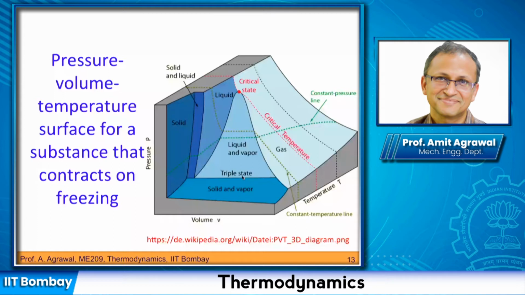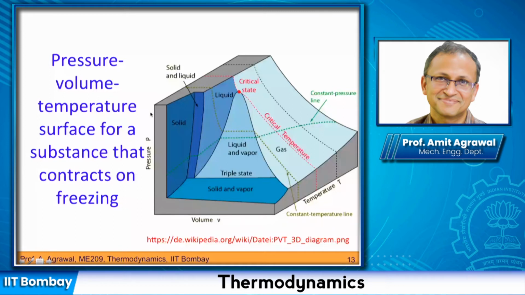The other thing you can see is, of course, you can try to take two projections. You can have the PV axis and see how the solid would look if you just have a P and V plane, or you can go to a PT plane, or a TV plane. So we have seen the other two planes.